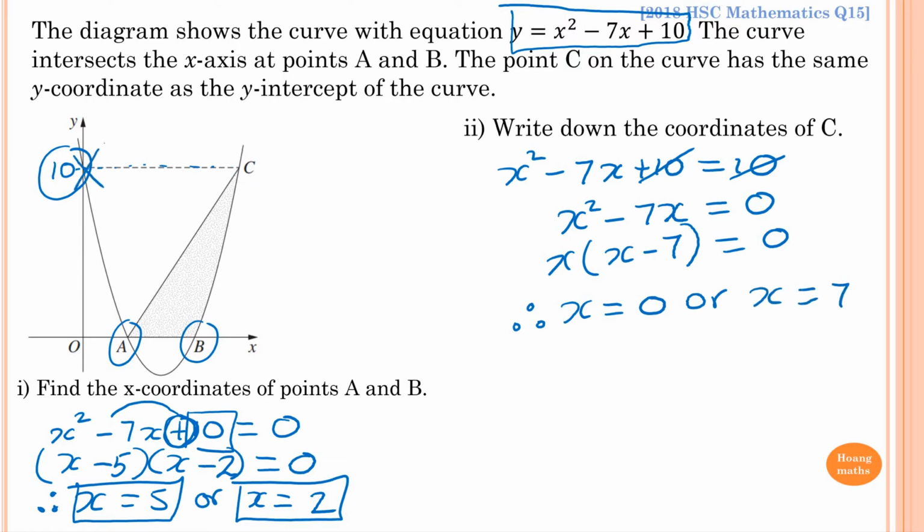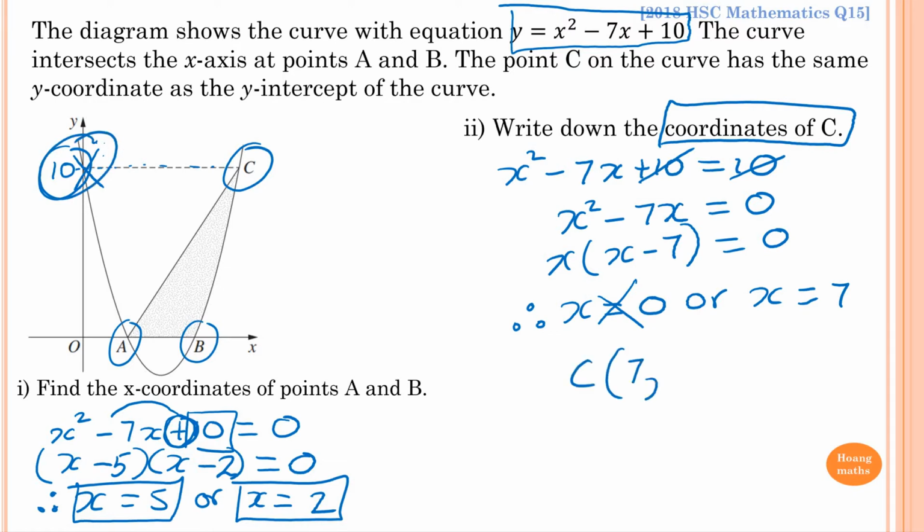But the question is asking for the coordinates of C. So this means that we only need to write down the point C. So we ignore 0 because 0 is over here. So therefore the coordinate of C is x is 7, y is 10. So the coordinate is 7, 10.